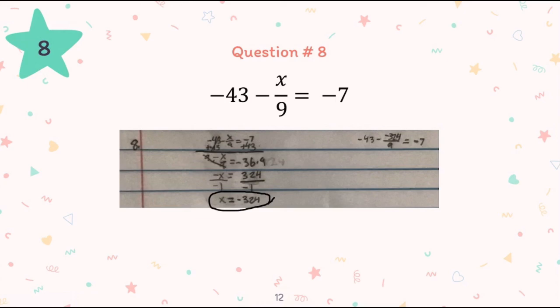So to get rid of the 9, I do 9 times 9, which I'm left with negative x. And then I do 36 times 9, which equals 324. So negative x equals 324. But then I want positive x, so I do negative x divided by negative 1, which equals x. And then I do the same thing to the other side, 324 divided by negative 1 equals negative 324. So x is equal to negative 324.